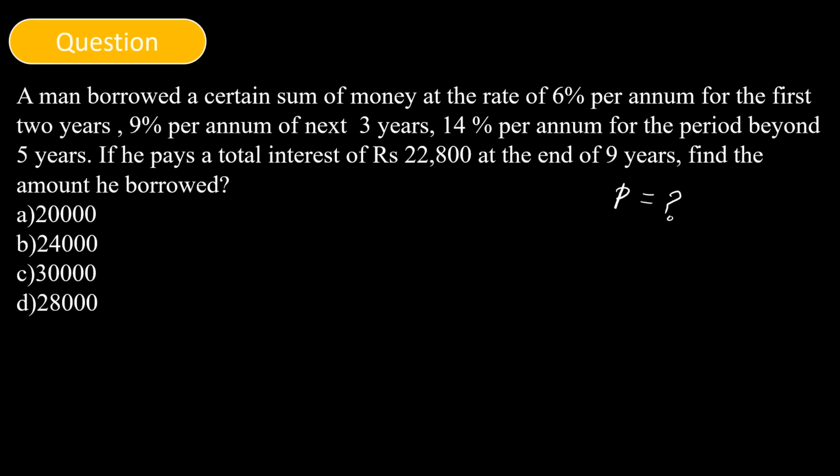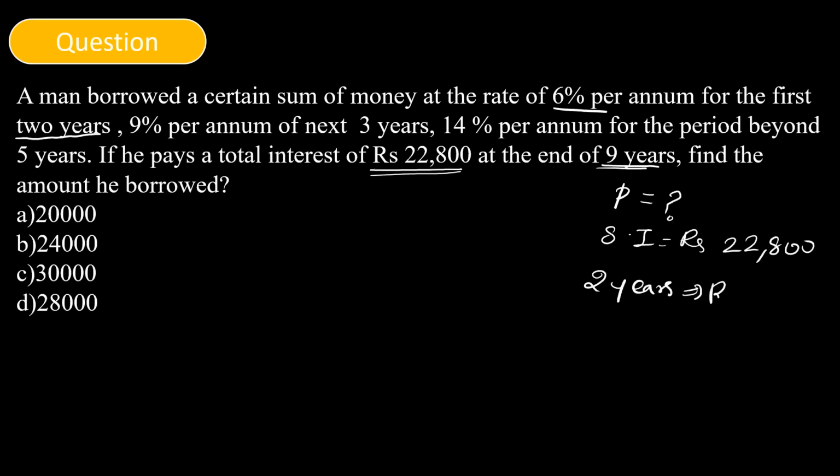Okay. So we have to find the simple interest. It is given that the simple interest amount at the end of 9 years is 22,800. That is, the simple interest is rupees 22,800, and the time is total 9 years, but it is given that for the first 2 years the rate R1 is 6%. For the next 3 years the rate R2 is 9%.